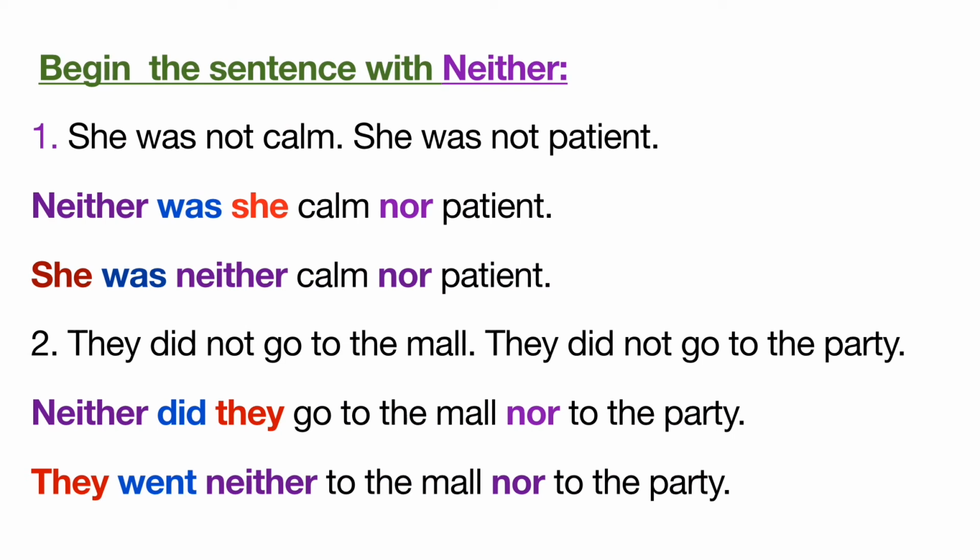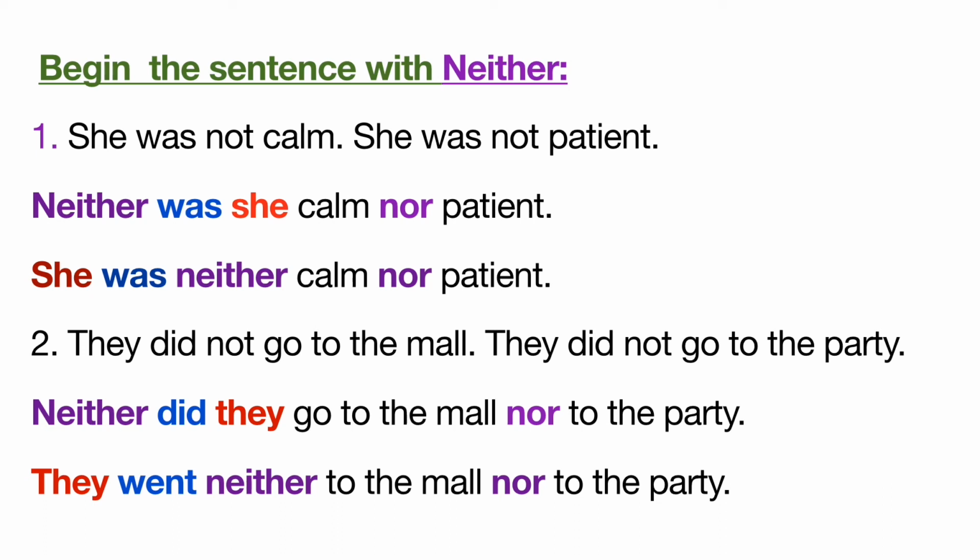Students, we can begin the sentence with neither also, even if the subject is the same. See the following examples. She was not calm. She was not patient. The structure will be neither, then the verb was, then the subject she. Then we will write calm, this is one adjective, nor patient, that is the second adjective. So the structure will be: neither was she calm nor patient. Usually we write: she was neither calm nor patient.